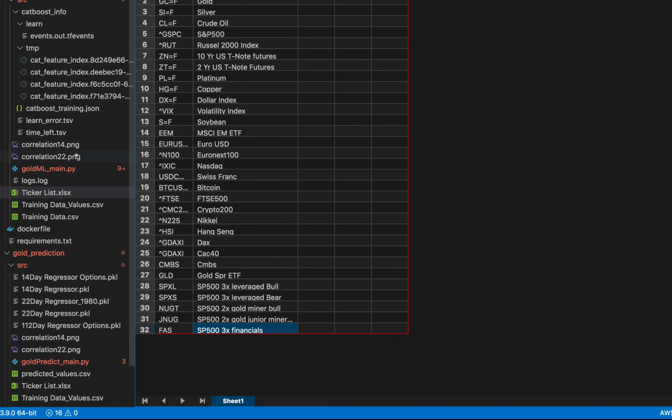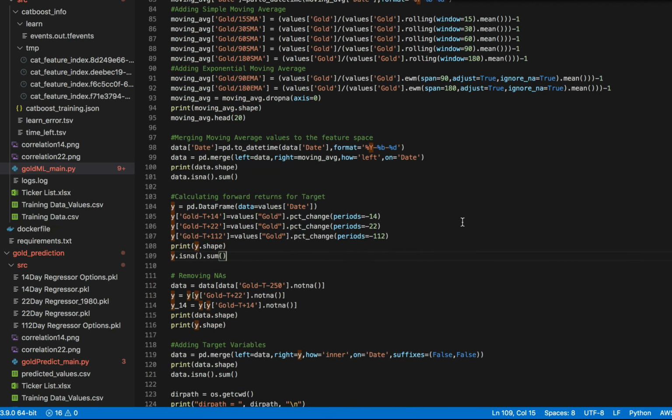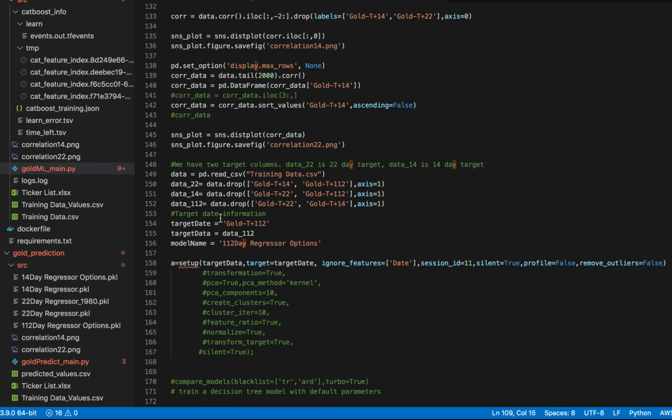And what I did was, I ran the program. I tried to build two models. I tried to build a 14-day model, which looks at the price of gold and tries to predict the price of gold 14 days from today, and another model that tries to predict the price of gold 112 days out. And I'm taking data from a little bit before the end of the crash of the 2008 crisis and going all the way to today.